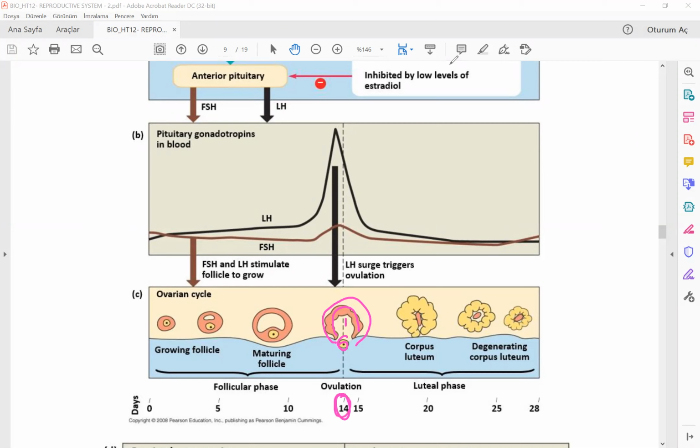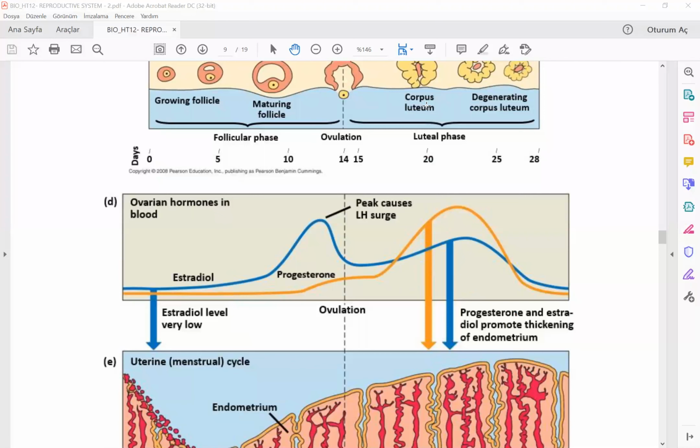And this ovulation is a result of the LH surge, which triggers ovulation, but this LH surge is triggered by the peak in the estrogen level from the growing follicle actually. The blue one is the estrogen and the yellow one is the progesterone level, and this is day 14. You see the peak causes the surge in the LH, and the LH surge causes the ovulation.